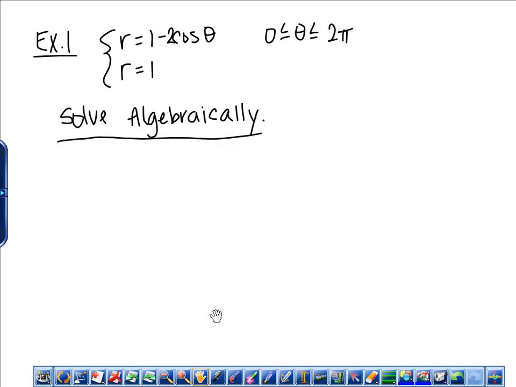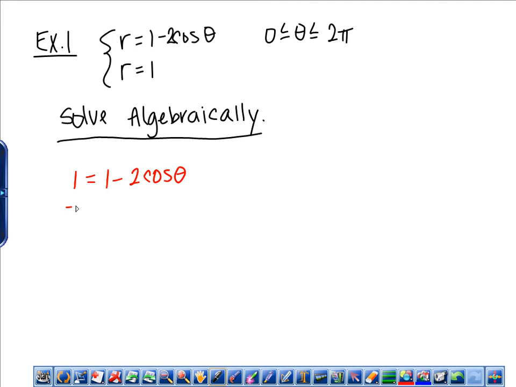Now let's solve this out algebraically. This will be the bulk of today's lesson. What we're going to do is solve a system just like any other system. We're going to use substitution. So I'm going to let 1 equal 1 minus 2 cosine theta. Notice that there's a qualifier over here. It's usually this, the first revolution.